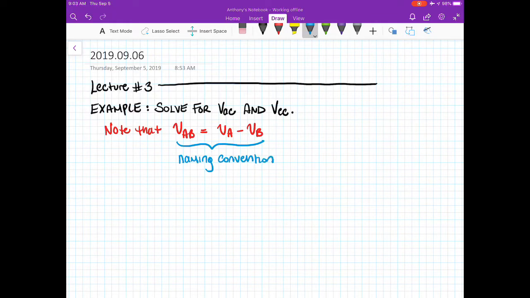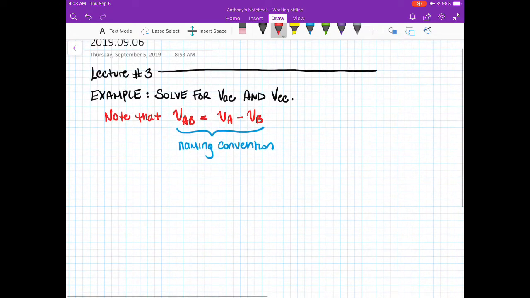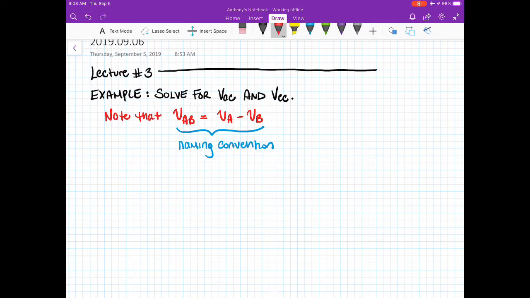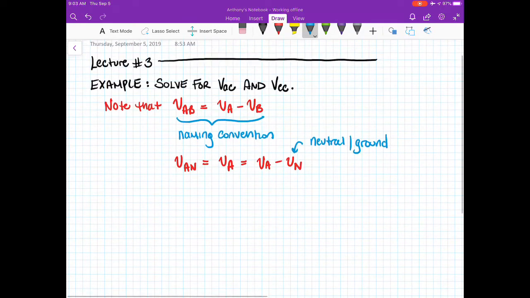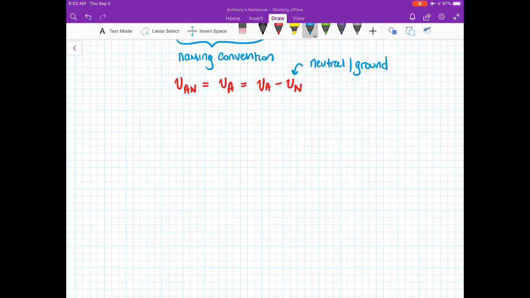Now, you'll often see a single subscript naming convention, and that will be used when we're referring to ground or referring to a neutral. So, for example, let's say we have a voltage VA, and I'm going to call N the neutral. We can often call that simply VA, and that is equal to VA minus the neutral, or the ground voltage. Now, which voltage in the circuit is the neutral or the ground? That is going to be dependent on the problem that we're looking at, and will normally need to be defined either by you or by the problem.